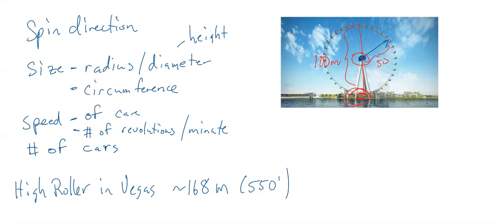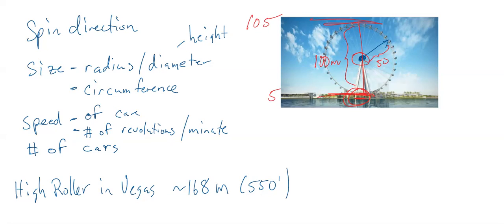And then it would go up. So then what would the maximum height be if it was 5 meters off the ground? 105. Okay, interesting. And the minimum height would be 5. So this one would go from 5 to 105. 100 is the distance between them, and 50 would be the radius. These are just ways that you might think about a Ferris wheel.